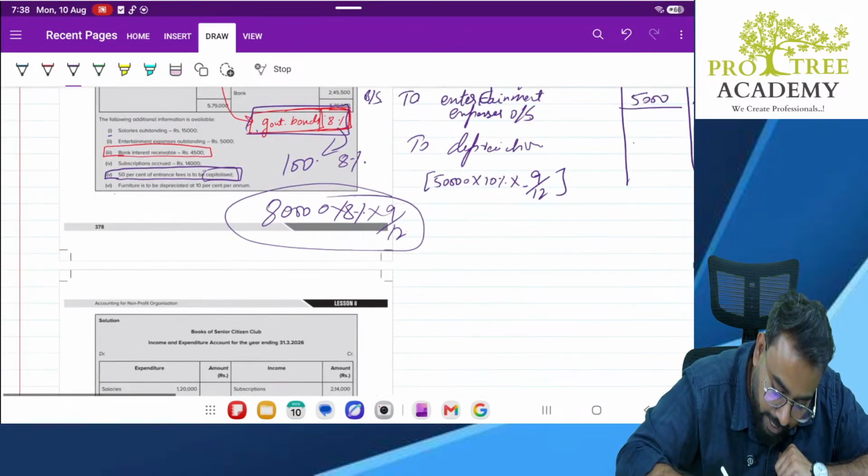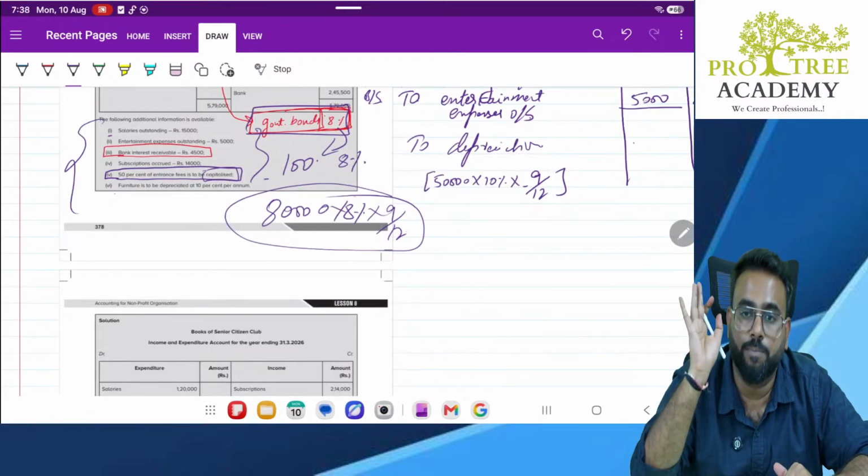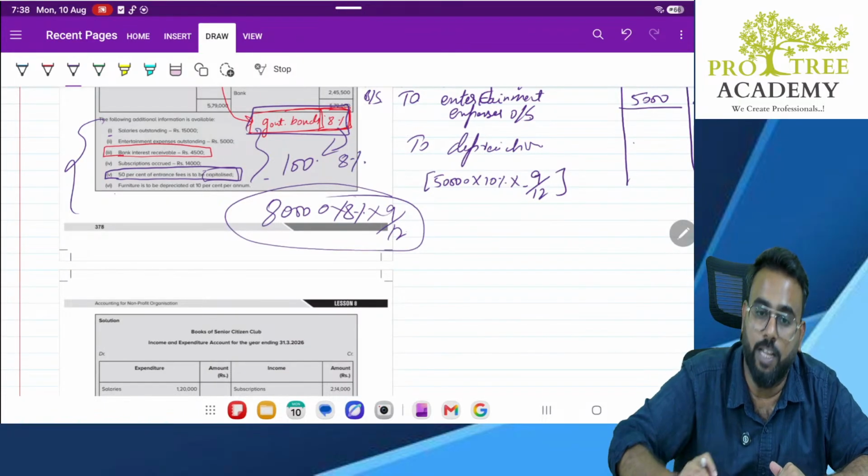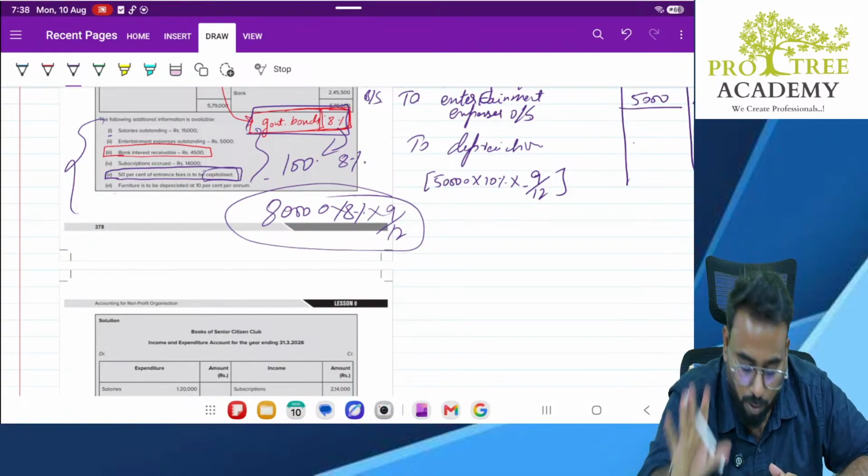See here, in this they didn't give you any information about this adjustment. Even I didn't read it carefully. Even I made a mistake. So you are bound to make a mistake. So be careful. Go slow.